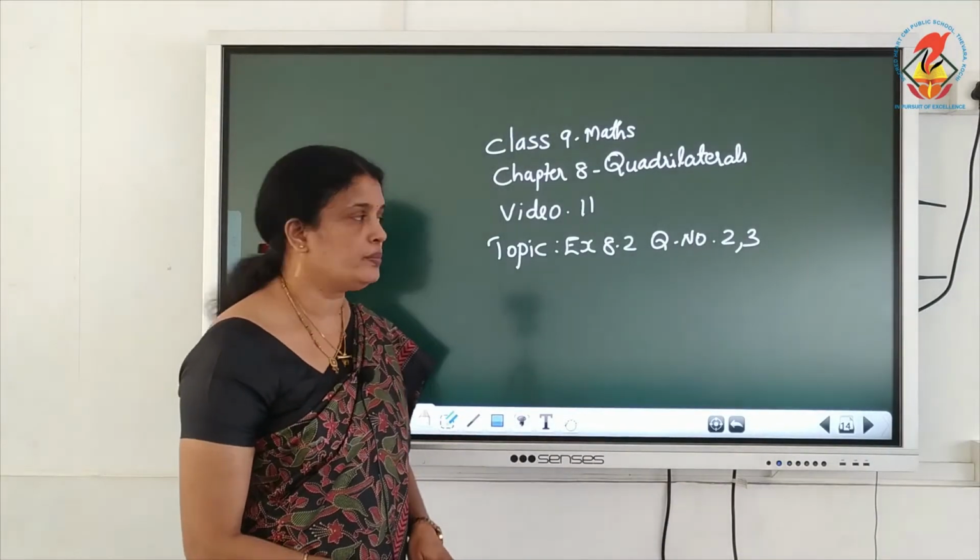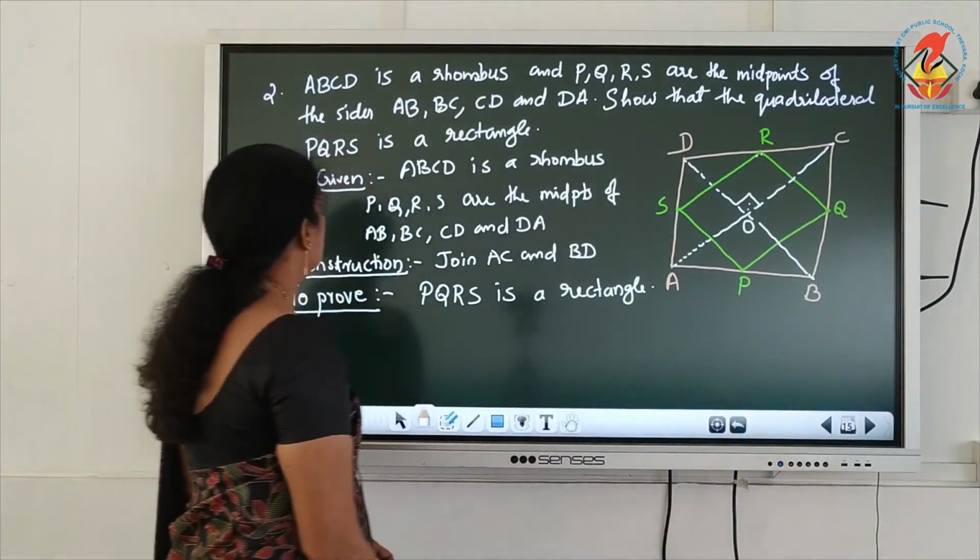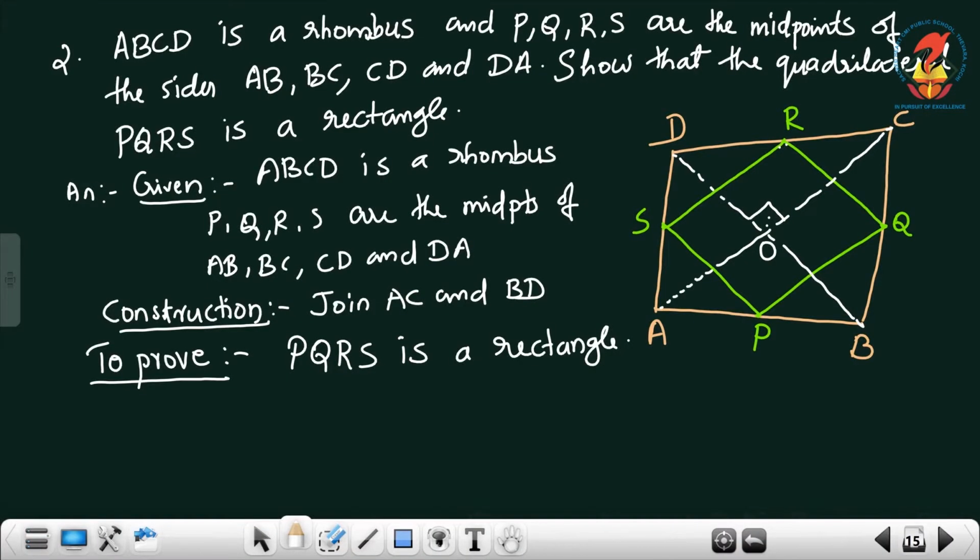Exercise 8.2, question number 2 and 3. Question number 2: ABCD is a rhombus and P, Q, R, S are the midpoints of the sides AB, BC, CD and DA. Show that the quadrilateral PQRS is a rectangle. Okay. Already some conditions are given.